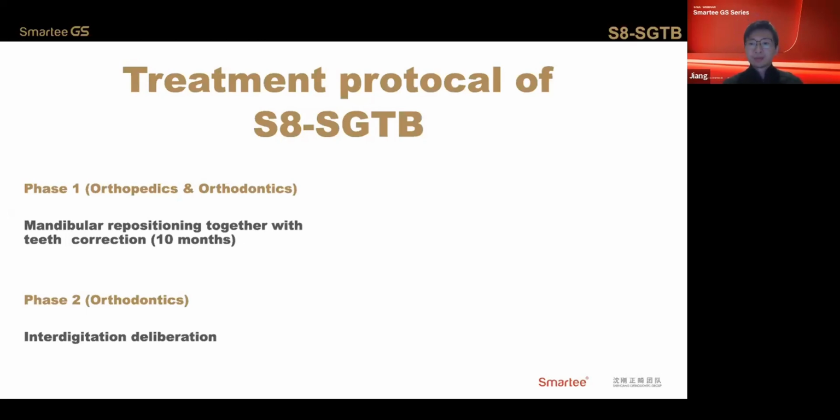And in phase 2, it is only orthodontic work. We should do interdigitation. We should build the intercuspation. We should flatten the curve of Spee. Also, we can do other teeth movement. It's okay.